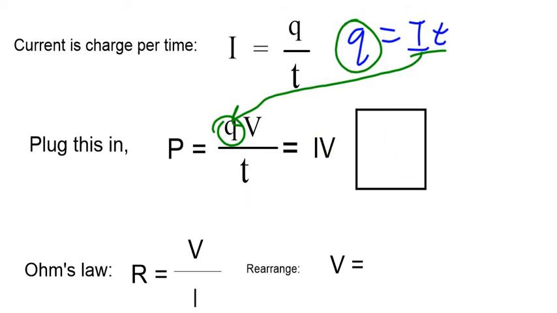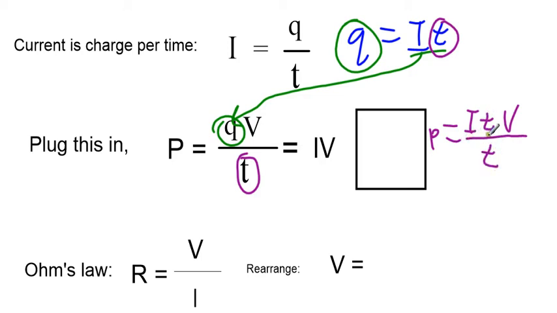You might be thinking, what happened to the time? Well, let's take a look. So we have a time here, and we have a time over here. Let me write out the intermediate step here. We can say power is equal to IT V over T. You'll notice that we have a time on top and a time on bottom. These cancel out, which gives us the equation P is equal to IV. And this will be one of the main power equations that we're going to be working with.